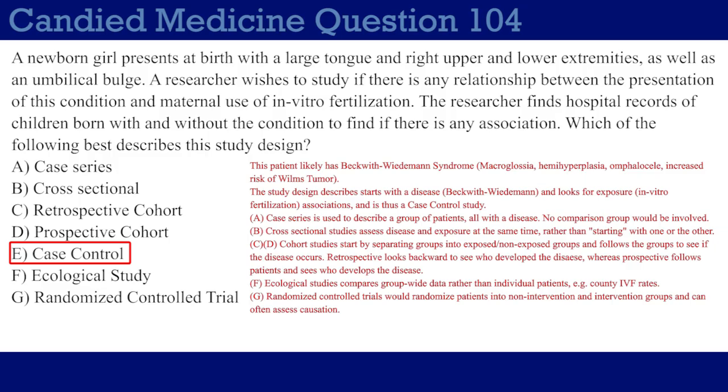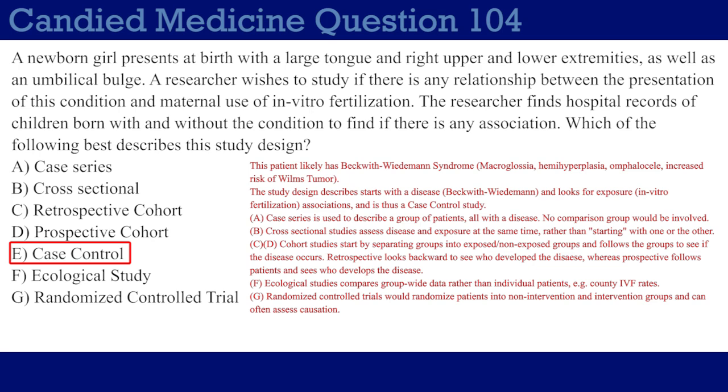Choice B, cross-sectional study. In a cross-sectional study, you would assess disease and exposure at the same time rather than starting with one or the other. And you want to contrast that with choices C and D, cohort studies, where you start with the exposure and then you follow them to see if they get the disease. It can be retrospective, where you look into the past to see if they developed the disease, or you follow the patients for a while into the future, which is a prospective cohort.